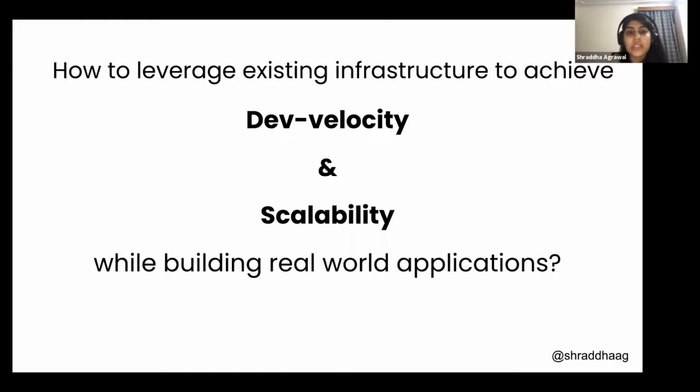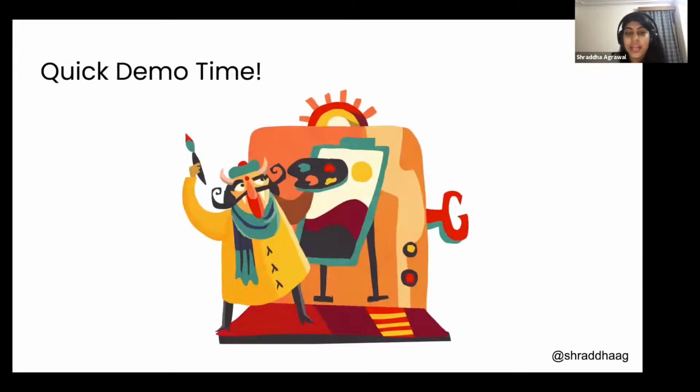Now, these two things are A, how to build features that users want and ship them fast. And second is to do this in a way where we don't compromise on the experience that users get, which is we do it with scalability in mind. So with that, let's have a quick demo. I talk about this existing infrastructure.